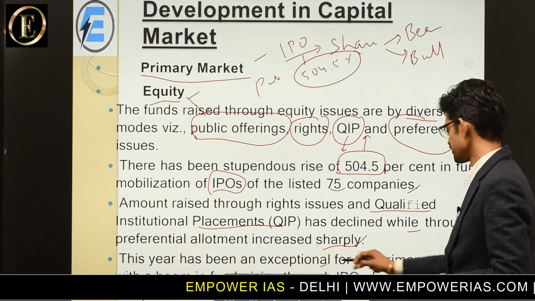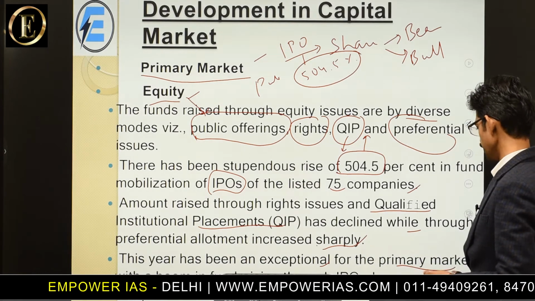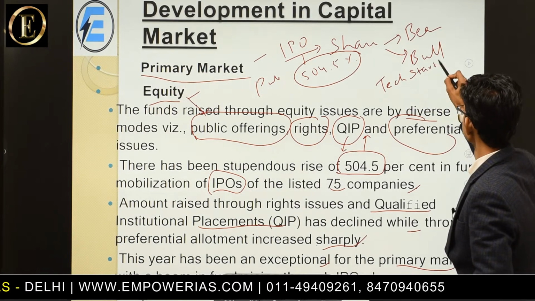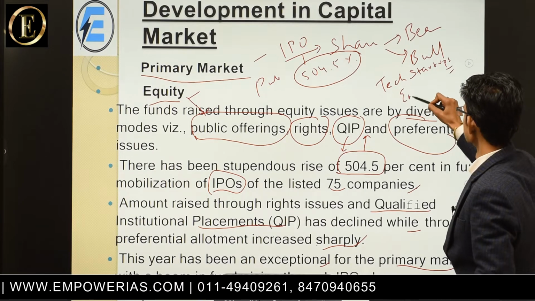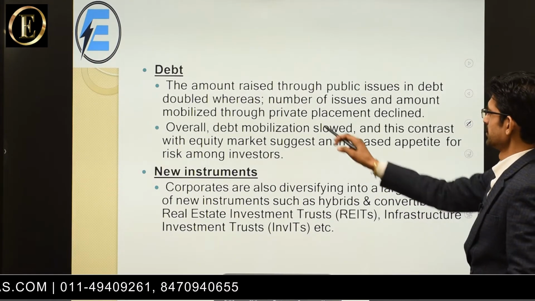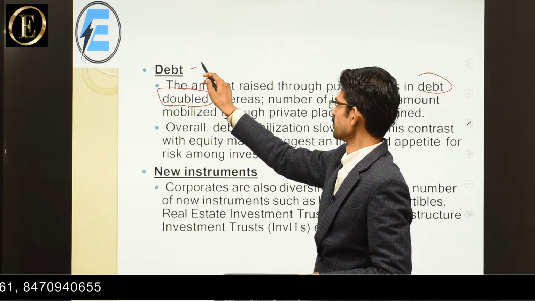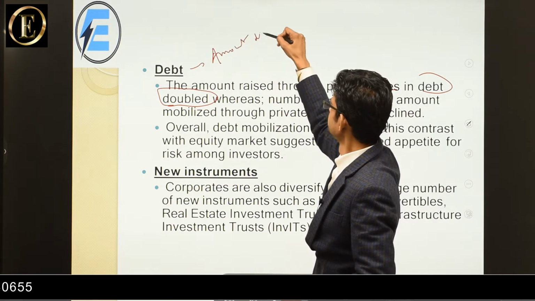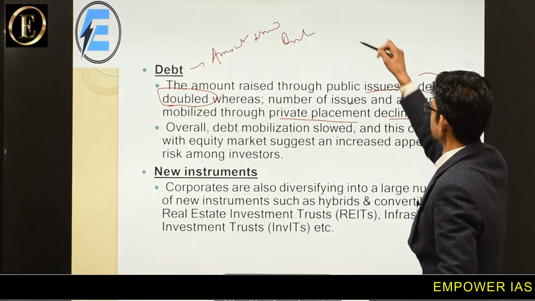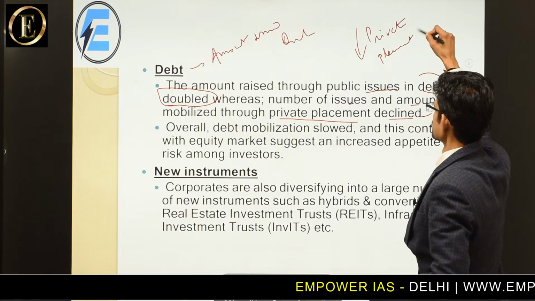This year has been exceptional for the primary markets, with a boom in fund raising through IPOs, maybe by new age company tech startups, यानी कि despite the COVID lockdown, tech startup companies or entrepreneurship increased sharply. Now debt: the amount raised through public issues in debt doubled, यानी कि debt के द्वारा जो issued amount थे वो doubled हो गए. Whereas the number of issues and amount mobilized through private placement declined. Private placements यानी कि निजी कंपनियों के द्वारा declination पे थे.